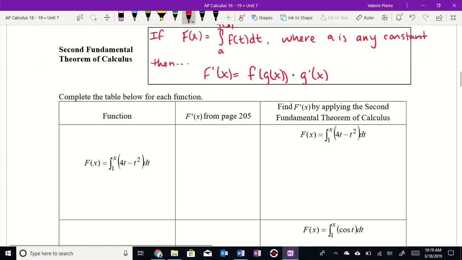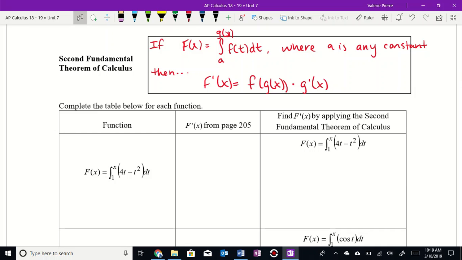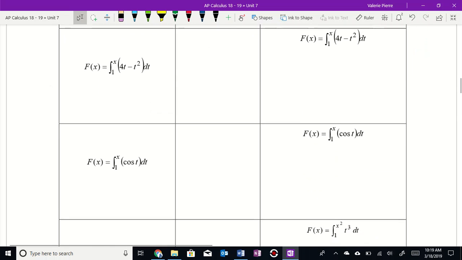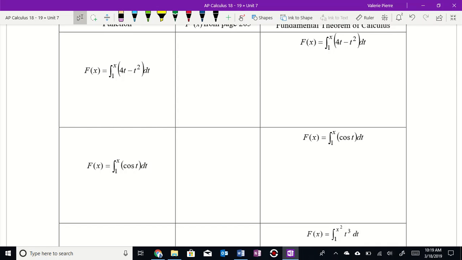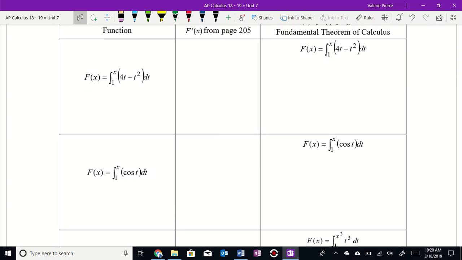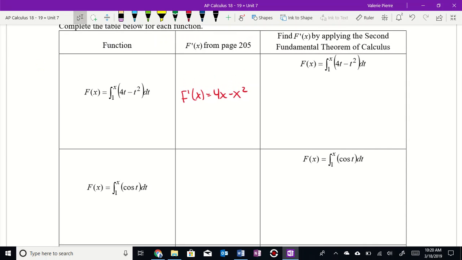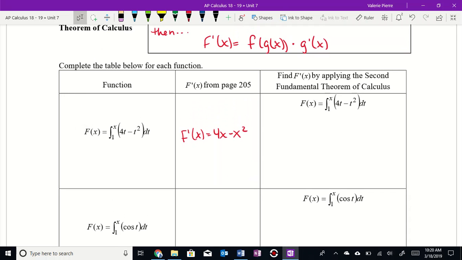Okay, we're going to do a few examples to show that that is true. So these 4 functions are the 4 functions that we looked at on page 205. We're just going to rewrite what we got for the derivative for each of those functions. So for this first function, we got that the derivative was equal to 4x minus x squared. So now we're going to apply the second fundamental theorem of calculus to prove that that is true. The theorem says that we're going to take this g of x and plug it into our lowercase f of x.